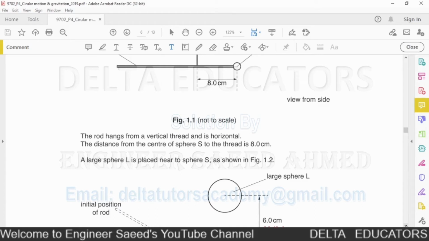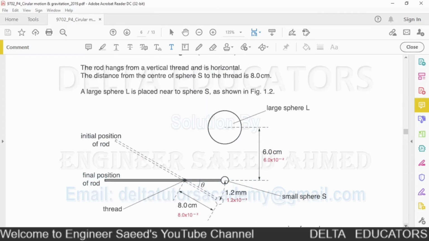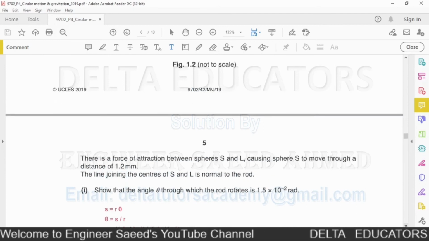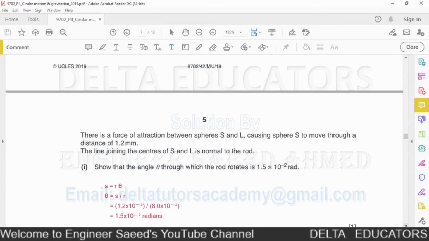A large sphere L is placed near to the sphere S as shown in figure 1.2. It is a large sphere, kept close to this small sphere. There is a force of attraction between spheres S and L causing sphere S to move through a distance of 1.2 millimeter. The line joining the centers of S and L is normal to the rod. Show that the angle theta through which the rod rotates is 1.5 × 10^-2 radian.